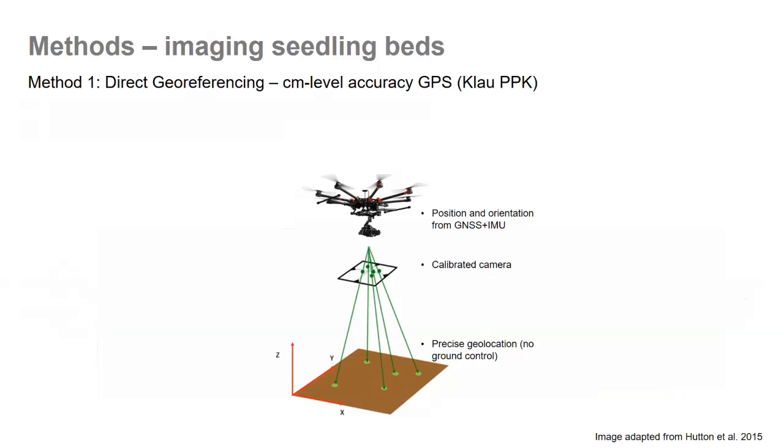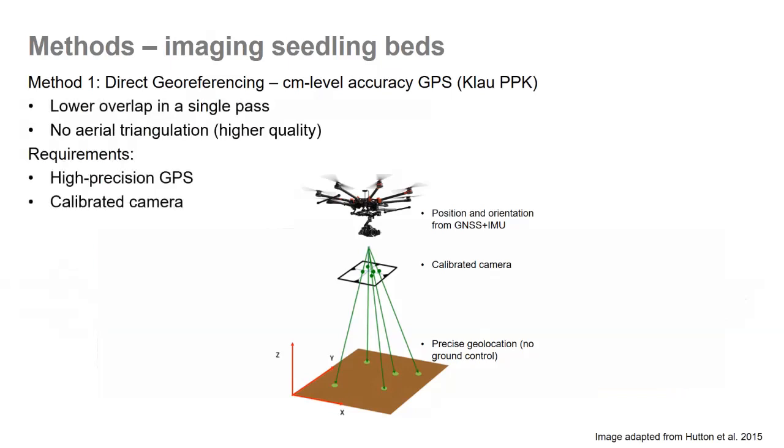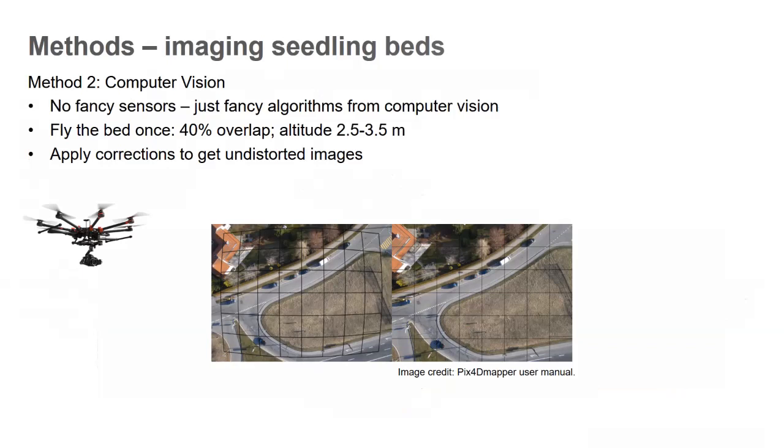Direct georeferencing greatly reduces the impact from the orthorectification process on the final image quality. It means that we don't have to do any aerial triangulation, but we do have to have a high-precision GPS, and in addition, we also have to have a carefully calibrated camera. Requiring a high-precision GPS and a calibrated camera does impose some limitations on widespread adoption.